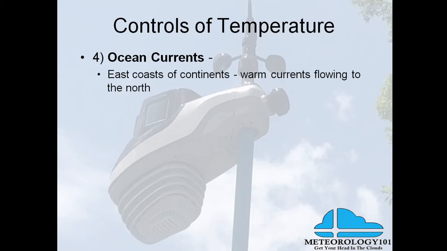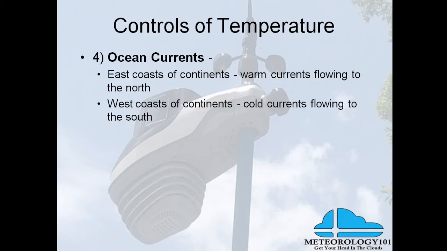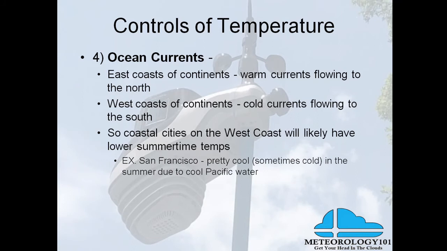Ocean currents. So on the East Coast of the continent, warm currents flow to the north. On West Coast continents, cold currents flow to the south. So coastal cities on the West Coast will likely have lower summertime temperatures because of that cold current coming down, and then that cold water cooling the air, and will actually create a sea breeze from that. Cooling that air at the surface, it can push that air. That air gets heavier than the air over land, so it pushes in toward the land, creating a sea breeze.